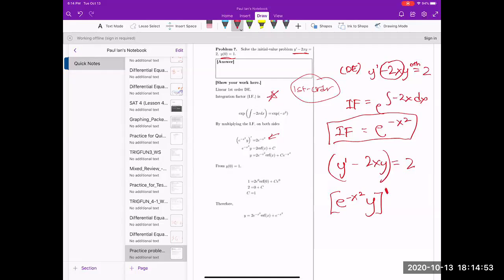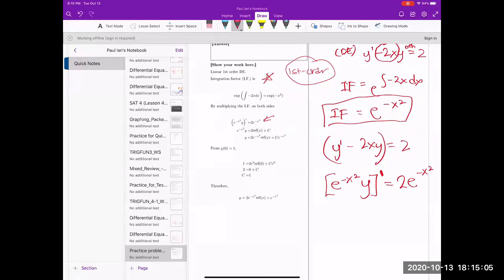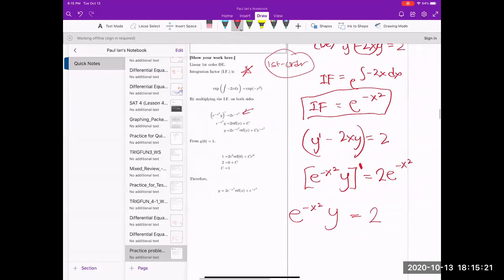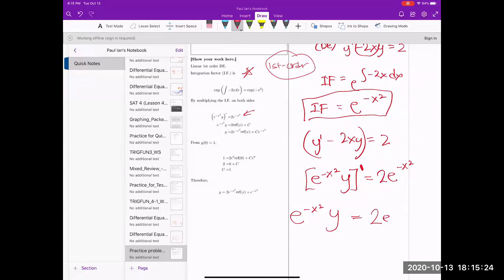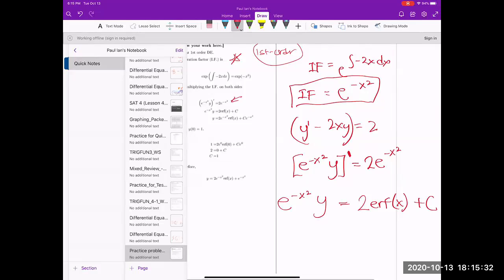So you do this reverse product rule, and then you do 2, and then you times this integrating factor on this side as well. And then with that, you just pretty much... I think if you actually do this one, it's a weird one. You get this erf function plus c. Okay, what is the error function?